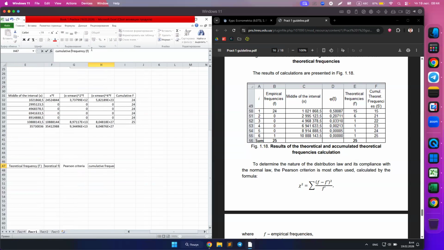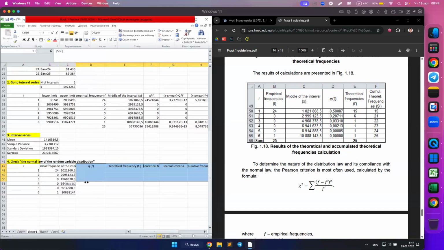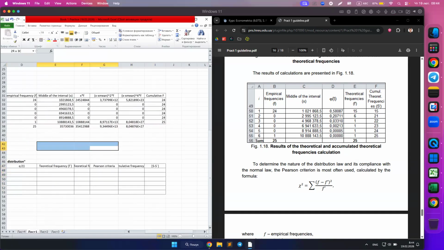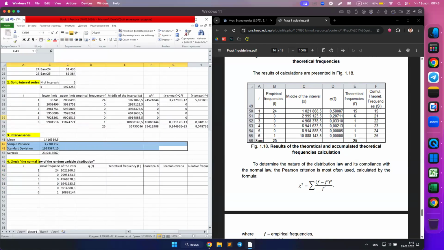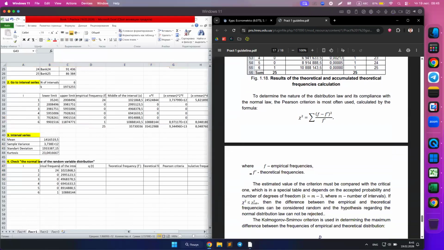Cumulative frequency S and S minus S strich, with absolute value. So I added some additional columns for our calculation, and let's create a formula for each value.